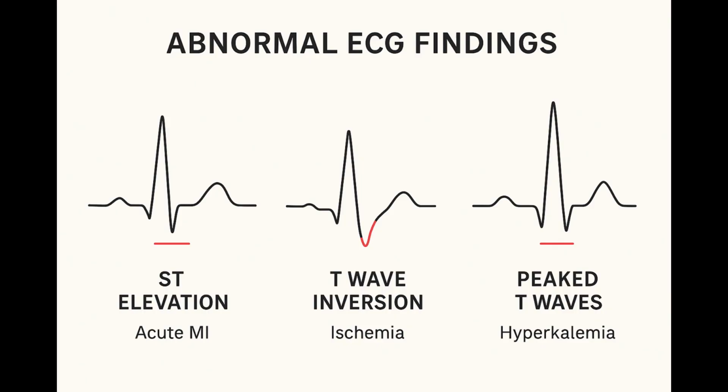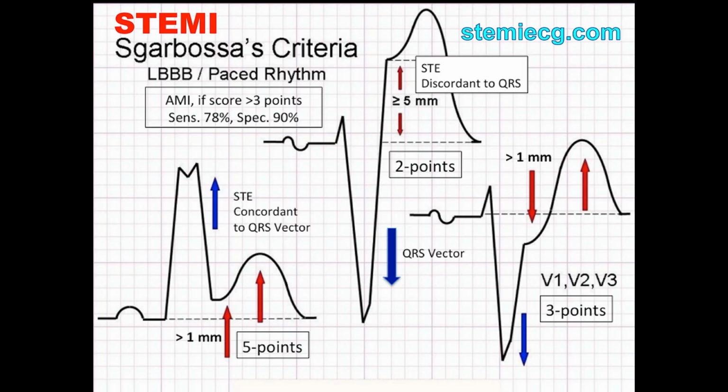STEMI. We hear that acronym all the time. ST elevation myocardial infarction. What are the key ECG findings that define it? You need more than just any ST elevation, right? Correct. There are basically three main criteria. First, the ST elevation itself. It needs to be significant, usually defined as at least 1 millimeter high, that's one small square, in the limb leads. Okay. 1 millimeter in leads like I, II, III, aVL, aVF. Right. Or at least 2 millimeters high in the precordial leads, the chest leads, V1 through V6.